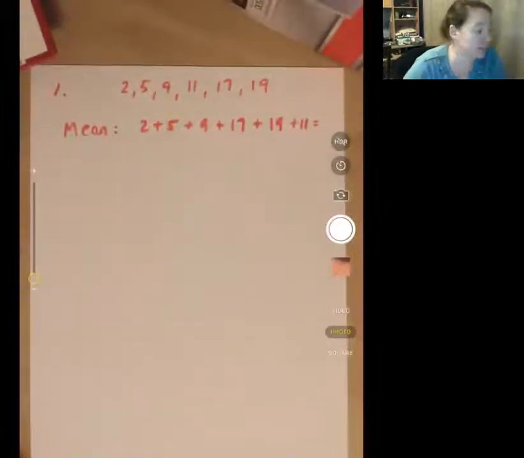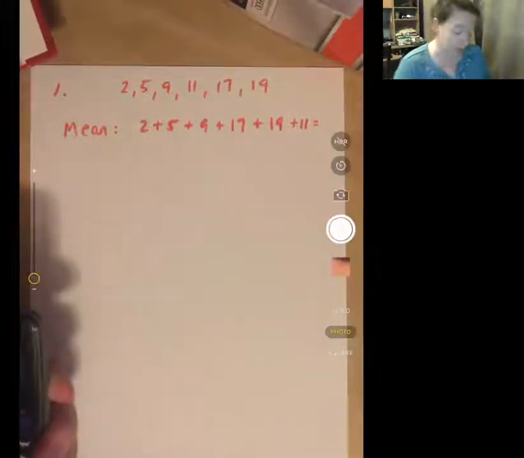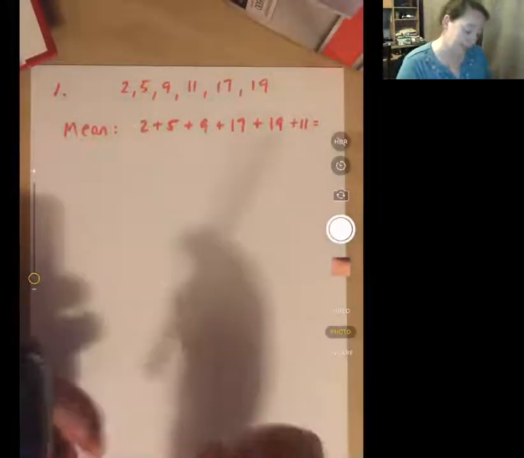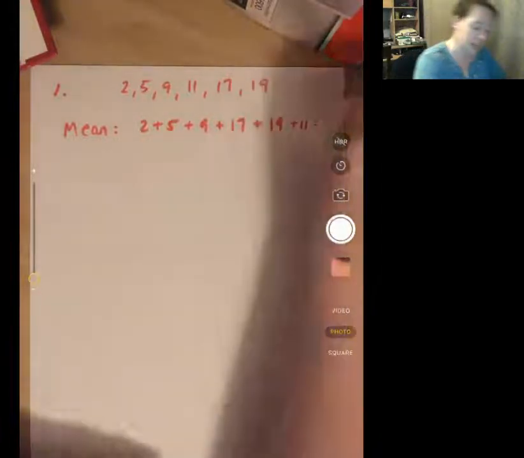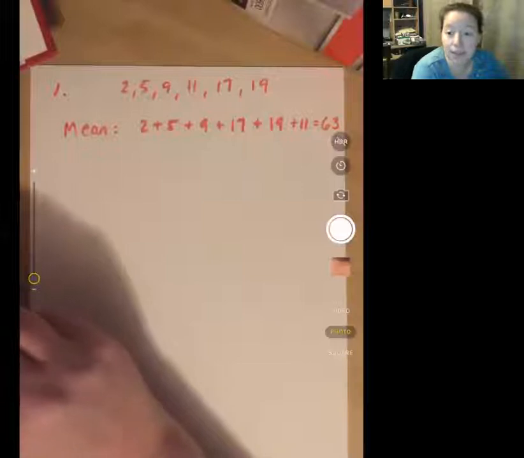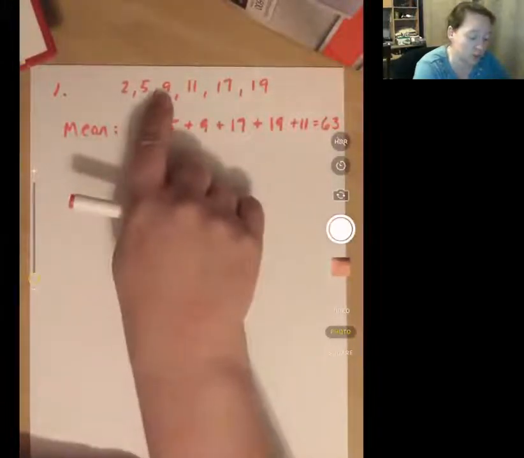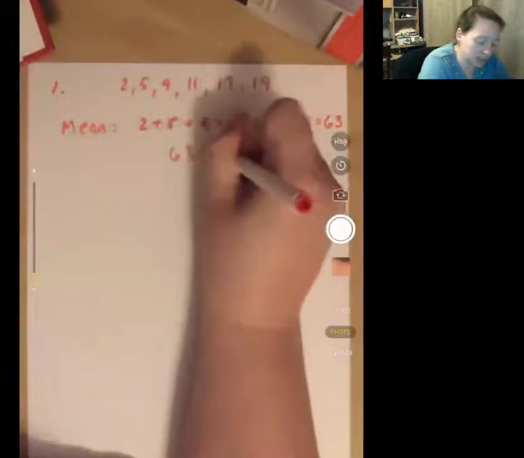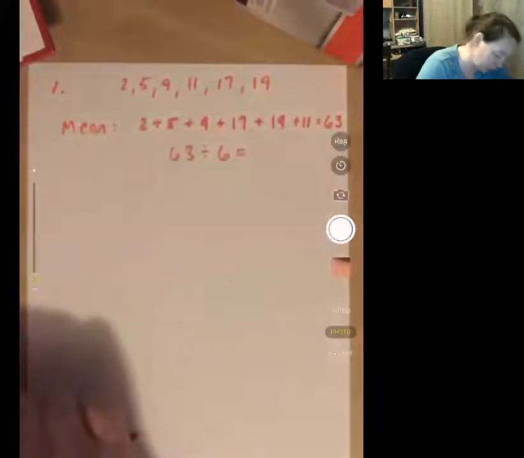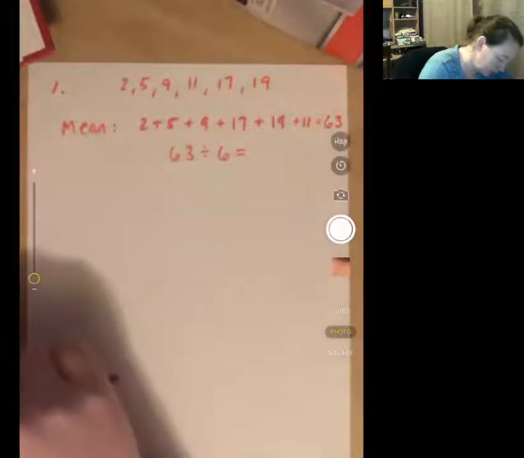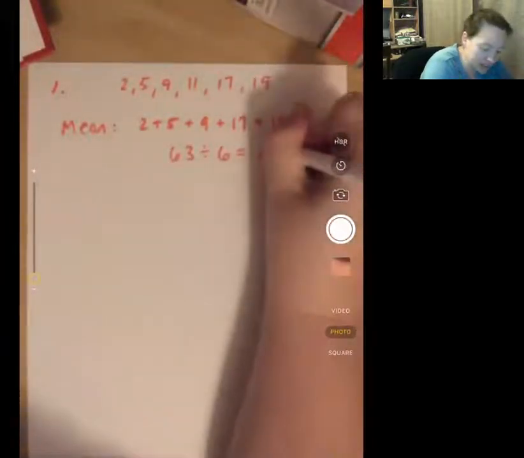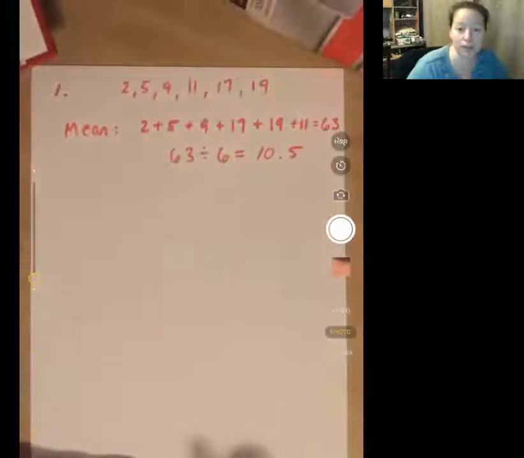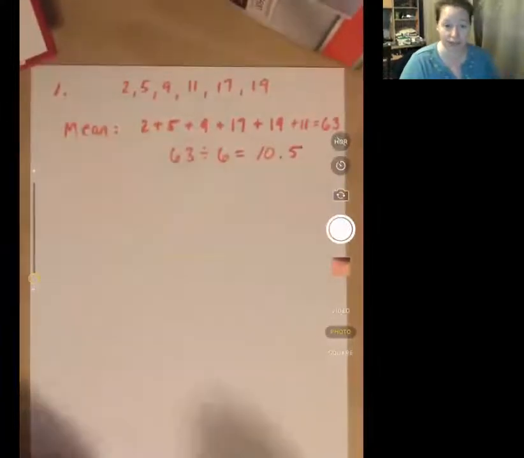take our calculator. Okay, so I have my calculator now. Adding all those together, I end up with 63. Then I divide it by how many I have. So I have 1, 2, 3, 4, 5, 6. So I do 63 divided by 6, which equals 10.5. So my mean is 10.5.